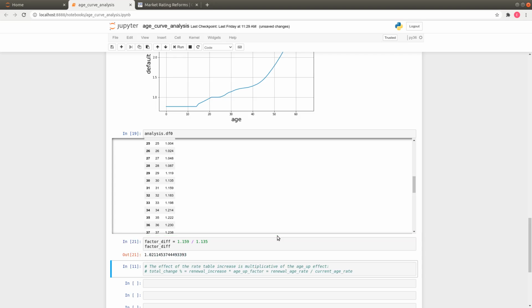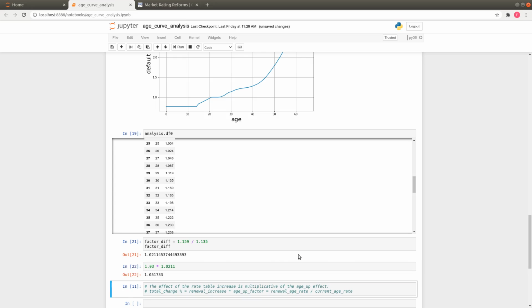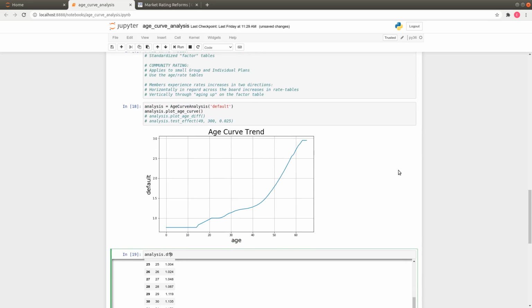So the age up factor was 2.11%. That's what that means. So if we want to understand what the renewal was, then the renewal is going to be multiplicative. You have to multiply the renewal increase of 1.03, how much the table went up, by the factor change, and you get the net effect to what the cost difference is for the member. So for this member, the renewal isn't 3%; it's 5.17%, and this is where things get a little bit interesting.